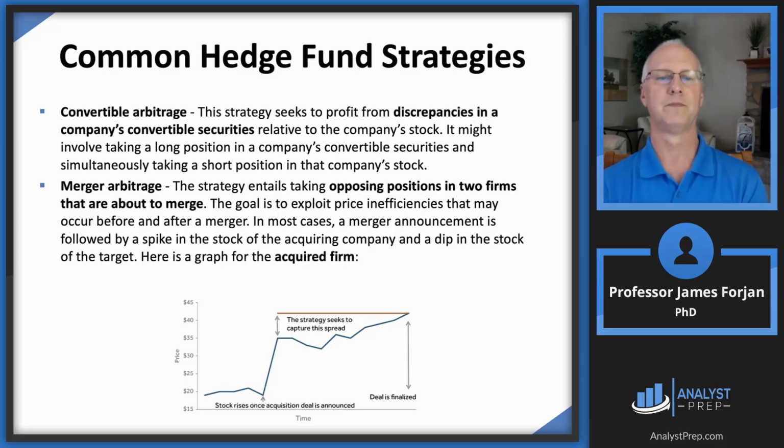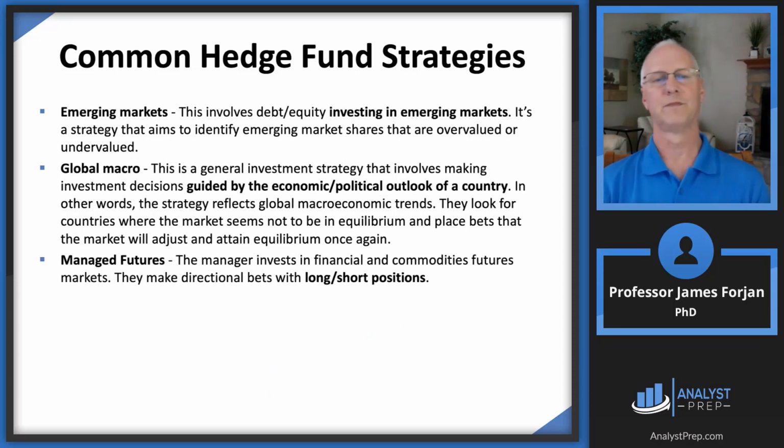pre-offer value. And so what happens is that because these acquiring firms pay such a substantial premium, their stock prices tend to fall over time. So you have a target, prices tend to rise. You have the acquiring firm, they tend to fall. So you can try to arbitrage those by taking long and short positions in those two firms.